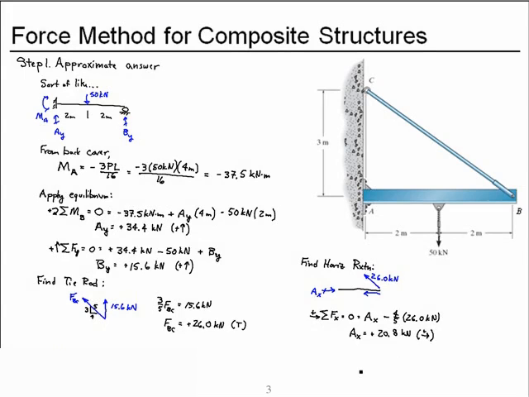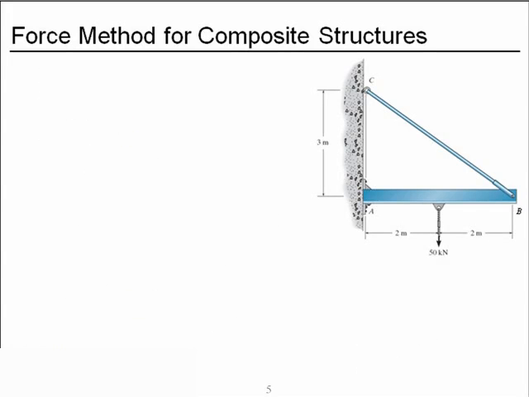So based on our approximation, we now have predictions of all the reactions. Now we're ready to start the force method. Step 2. We're going to figure out how many degrees indeterminate, so we can choose our redundant and write equations of compatibility. Indeterminacy.